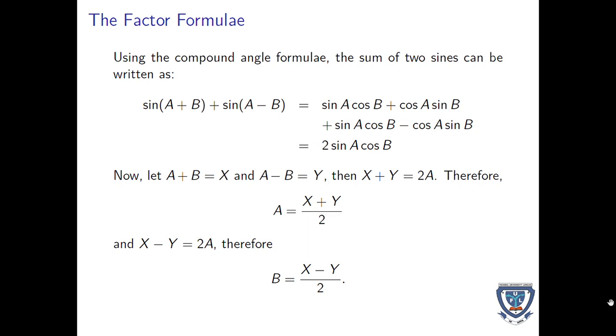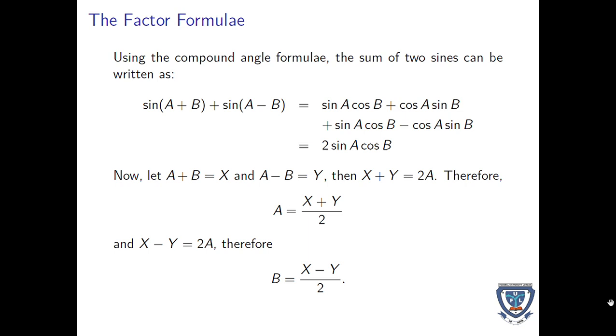The factor formulae. Using the compound angle formula, the sum of two sines can be written as sine (A plus B) plus sine (A minus B), which will give us sine A cos B plus cos A sine B plus sine A cos B minus cos A sine B. And when you evaluate and collect like terms, you're going to have 2 sine A cos B.